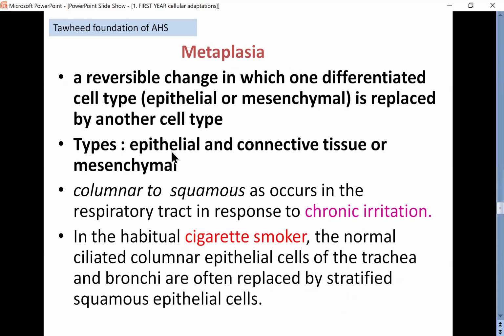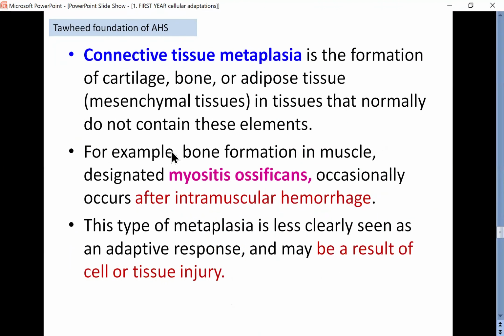Both are epithelial metaplasia. And the second type of metaplasia is connective tissue metaplasia, where one kind of connective tissue is getting replaced by another kind of connective tissue. Let's say we have different kinds of connective tissue like cartilage, bone, blood, adipose tissue, right? So one type of connective tissue is getting replaced by another kind of connective tissue. For example, bone formation inside a muscle. That clinical condition is called myositis ossificans.